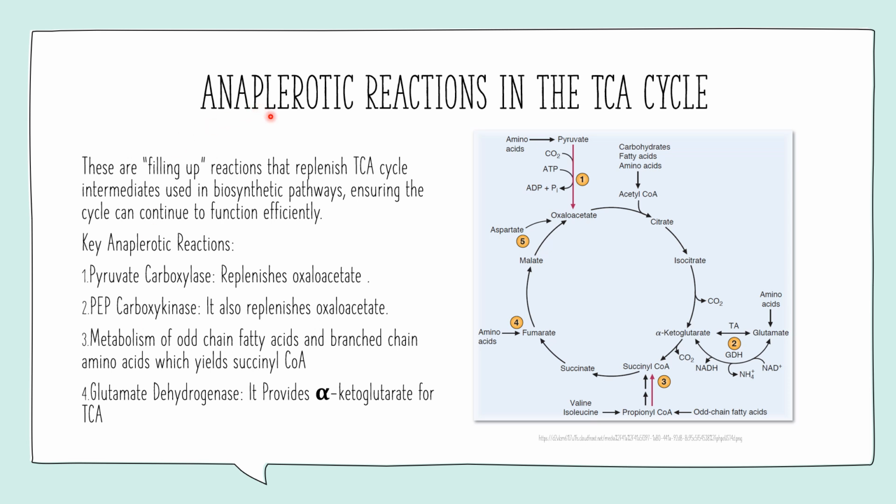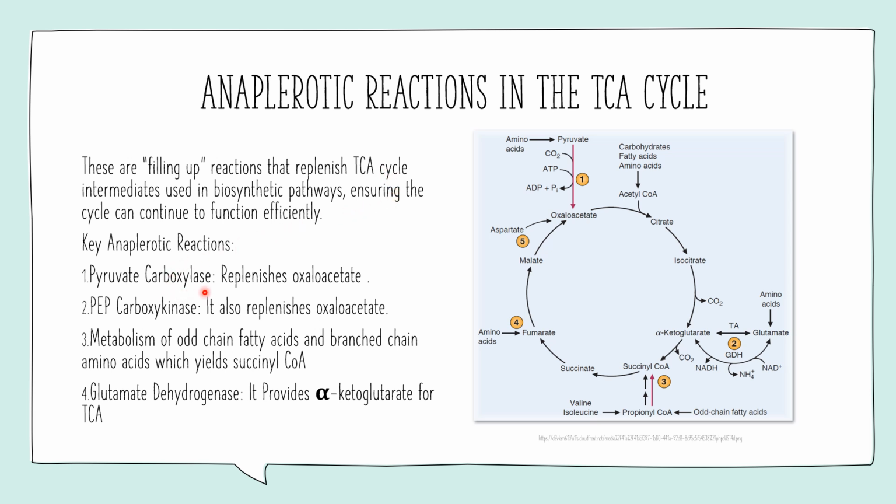Since intermediates of the TCA cycle can be used to synthesize other molecules, they can easily be depleted. So we have anaplerotic reactions, which fill up or replenish the TCA cycle intermediates. We've seen that things like oxaloacetate, citrate, alpha-ketoglutarate, and succinyl-CoA can be used for biosynthetic reactions. How does the cell ensure that these intermediates are not depleted so that the cycle is maintained? So we have anaplerotic reactions.